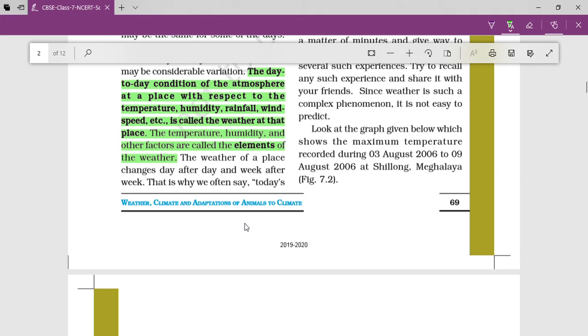Next element is wind speed. It is caused due to the difference in air pressure. During summer, the wind blows from Indian Ocean and Bay of Bengal and causes rain in India, while during winter it blows from mountain of North India towards northern plain and causes cold weather.